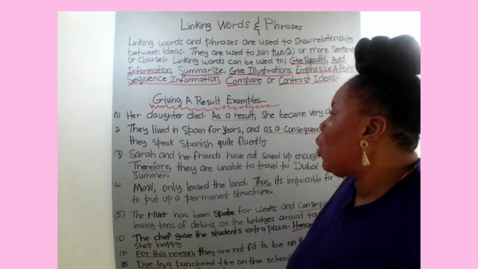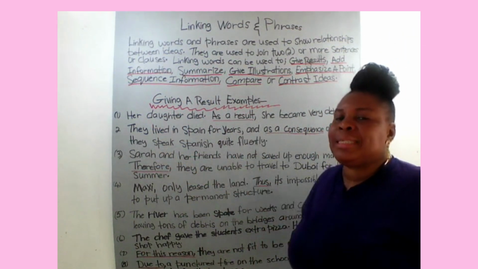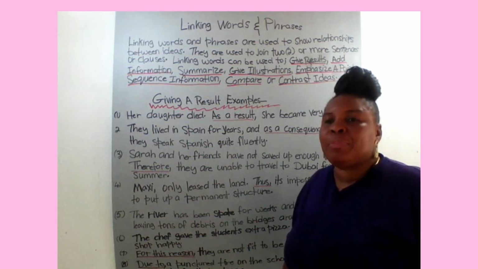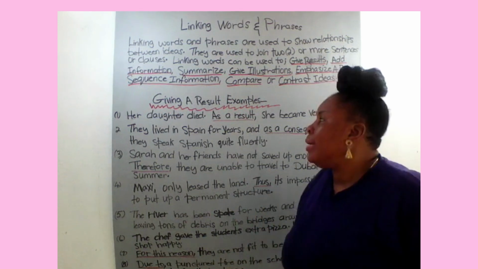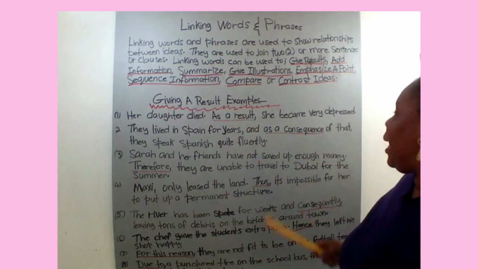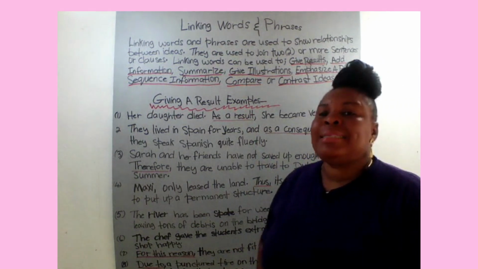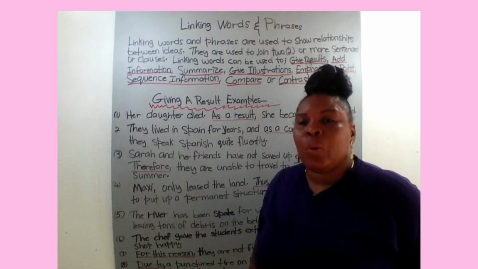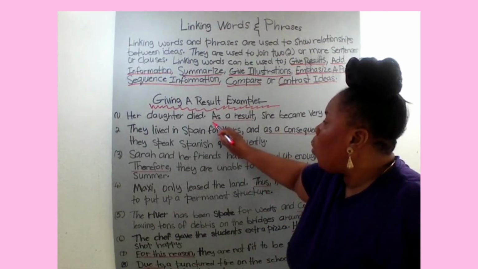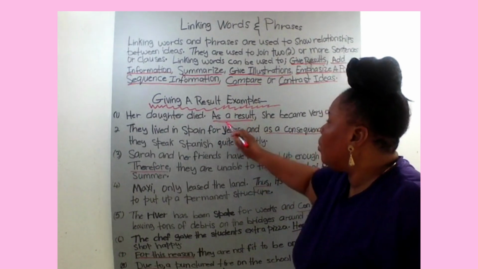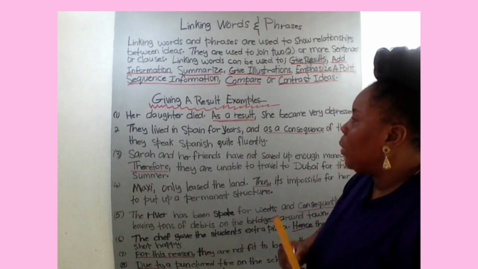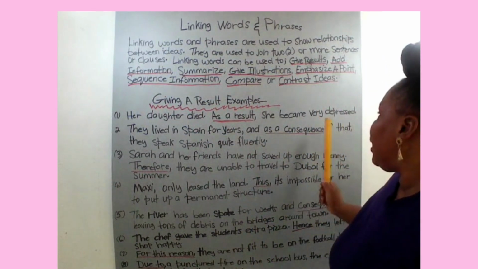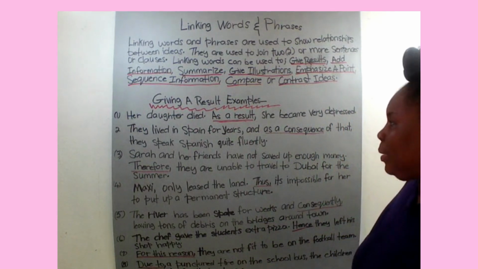Linking phrases and clauses. Our very first sentence reads, her daughter died. All right, there's no explanation for that. Her daughter died. As a result, she became depressed. Can you identify the linking word here? Or words. As a result, something happened. So you remember we said we're dealing with giving results. So as a result, she became very depressed, right?